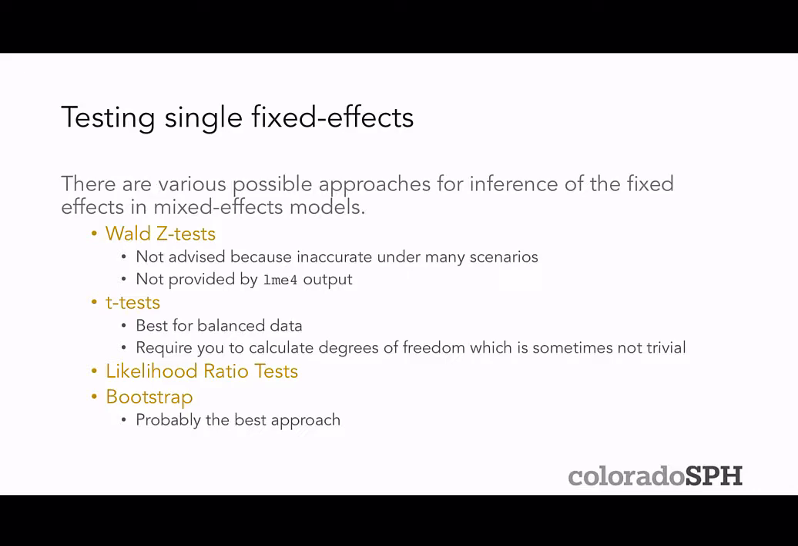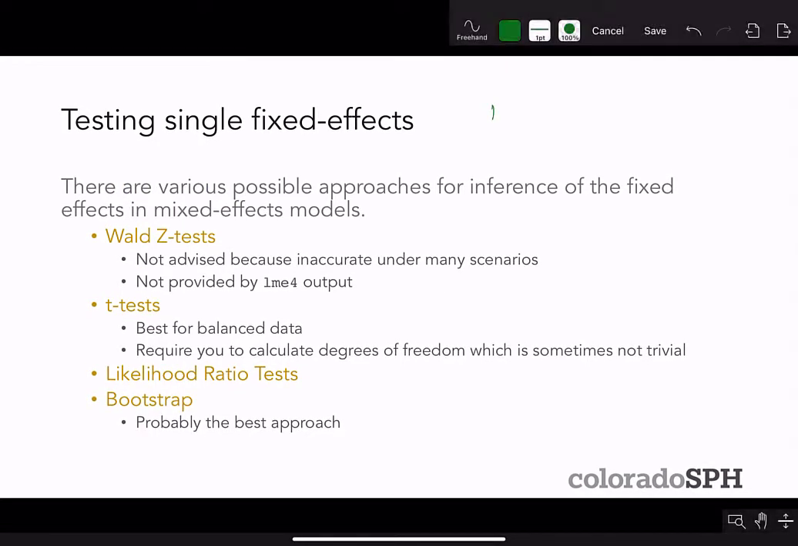But I'm going to go into actual inference for the models that we've learned about now. So the first thing that you might be interested in doing is testing single fixed effects in your models. And what I'm talking about when I say testing fixed effects, I'm talking about getting p-values and confidence intervals for things like the betas. There are various different approaches one could take for getting inference in mixed effects models, but not all of them are actually going to be good.